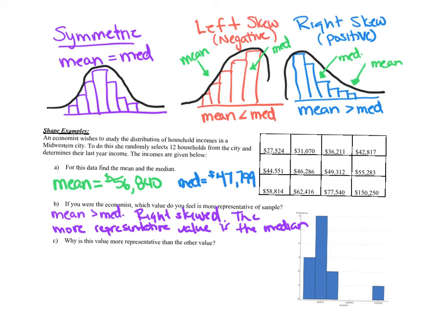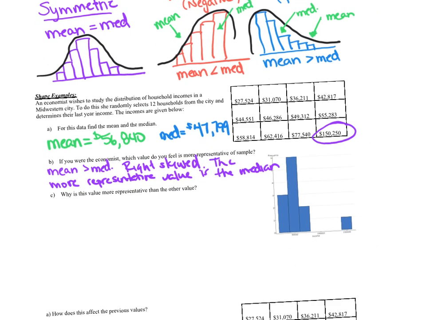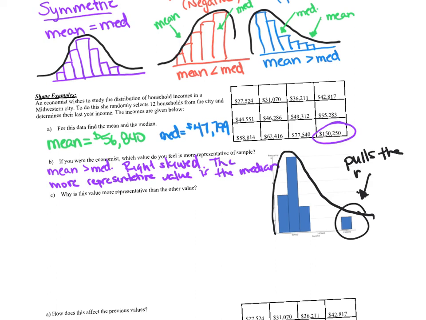Why is this value more representative than the other value? Well, because it's skewed. And what I'm really asking you is, what particular value is skewing it? Well, we know this value right here, this very large value. If you look at the graph and draw a curve, look at this skew here. This one extreme value right here will be referred to as an outlier later, but right now it's an extreme value. It is pulling the mean. It pulls the mean and makes it look a lot bigger than what it really is. So because of that one value, we should use the median.